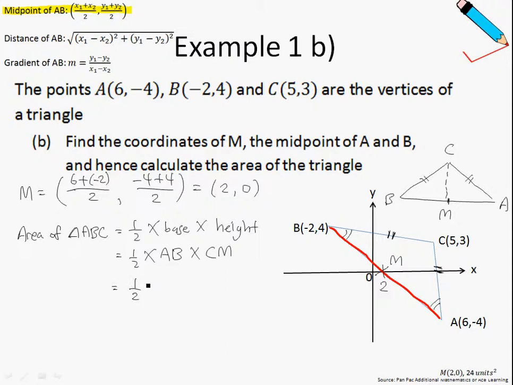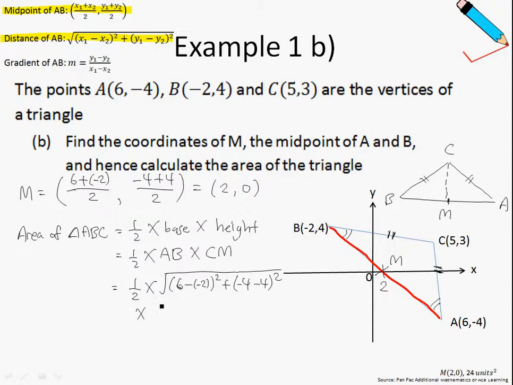How do we find distance AB? We must make use of the distance formula. Let me highlight it for you as well. The distance formula is over here, and similarly, I will perform my substitution. The x-coordinate of A is 6 minus the x-coordinate of B, which is -2, squared, plus the y-coordinate of A, which is -4, minus the y-coordinate of B, squared. So this is my distance AB.